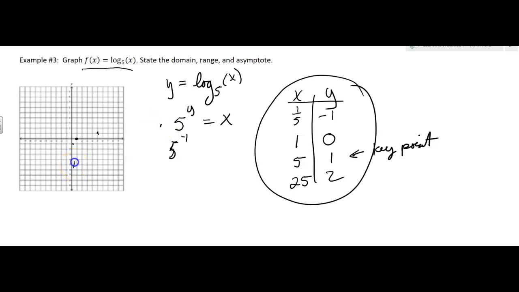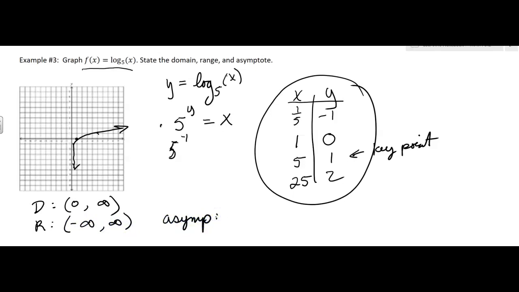Okay, so it's going like this. Kind of like that. And then we can state the domain. The domain is going to be from 0 to infinity, not including the 0. We're going to state the range, which is going to be -infinity to infinity, all real numbers. And then the asymptote is going to be that vertical asymptote on the y-axis. So it's going to be x equals 0.